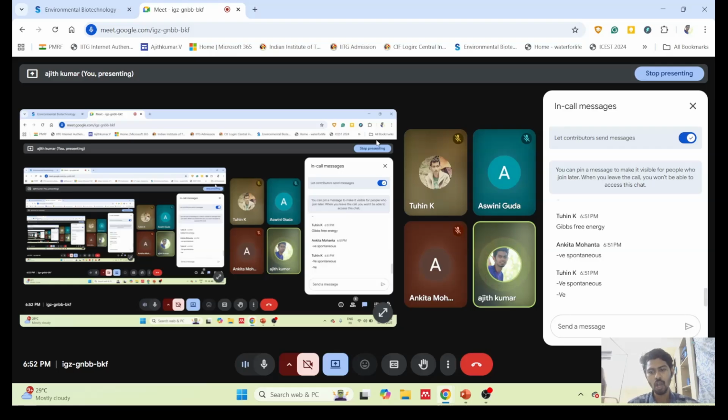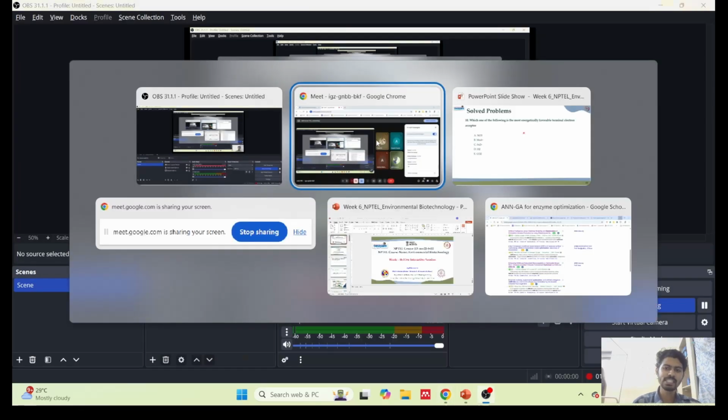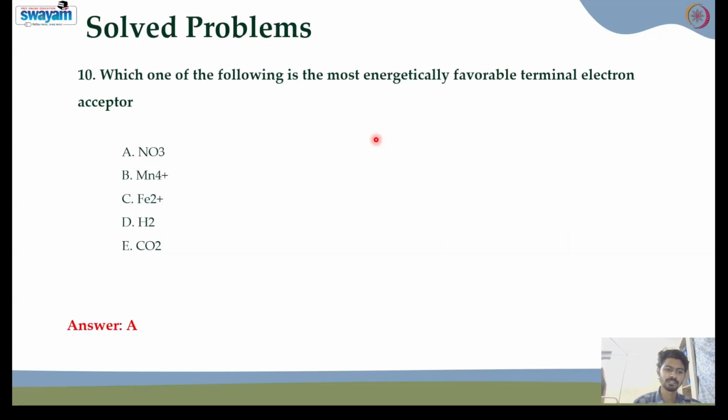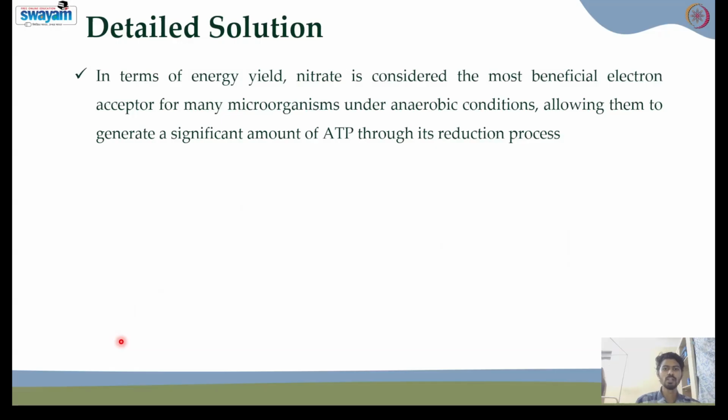And we have seen the order of electron acceptors also. Okay. So now we will see the answer. Yes, it is correct. A, NO3. So in terms of energy yield, nitrate is considered the most beneficial electron acceptor for many microorganisms under anaerobic condition, allowing them to generate a significant amount of ATP through its reduction process.